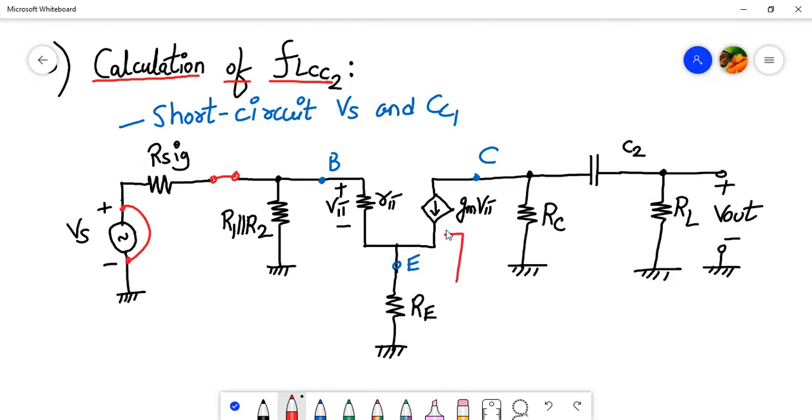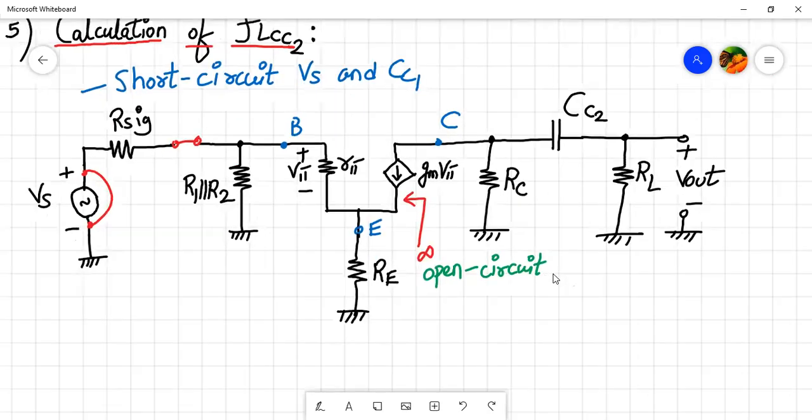The impedance offered by this current source will be infinite. That means it will be replaced by an open circuit. So if that is replaced by an open circuit, the entire circuit from base to emitter will be open circuited. From collector to emitter side to the left hand side will be open circuited, right? And what are we left out with? This is actually CC2. Okay, CC2. Fine. And what are we left out with?